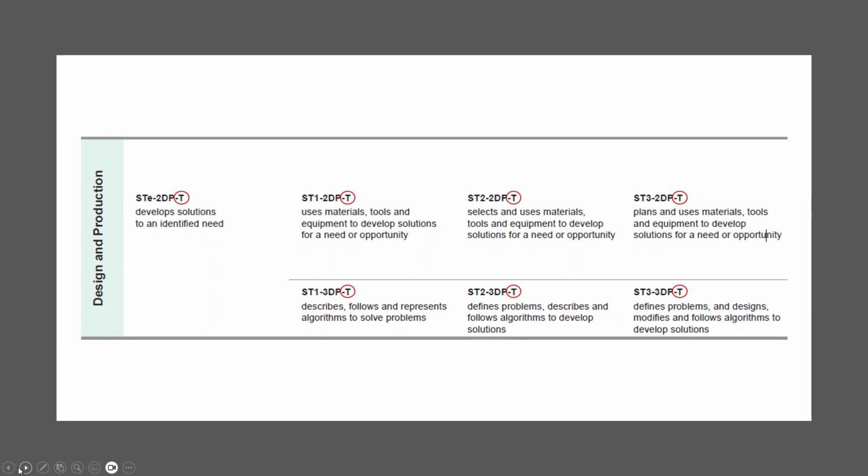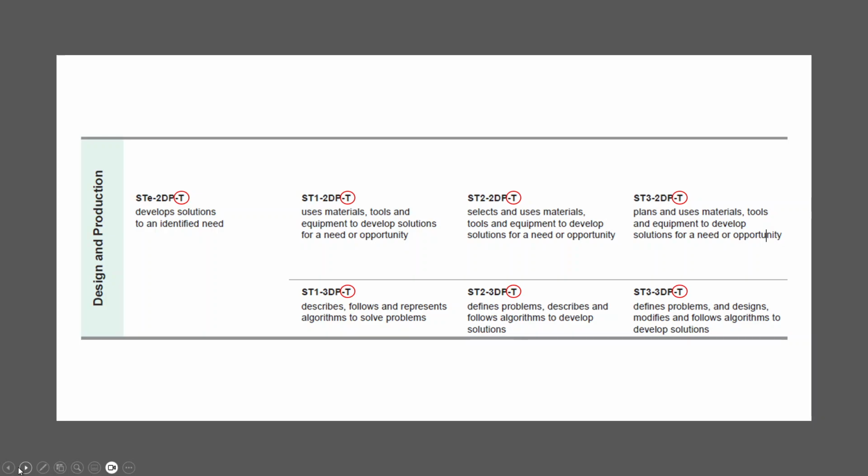So if we look at early stage 1, it's develop solutions to an identified need. No mention of computer or technology there. It's more about that computational thinking idea, the design thinking idea. You can see there as we move up, it becomes selects and uses material, tools and equipment. So broadly defined. It can be physical stuff too. It can be simple tools relative to our understanding.